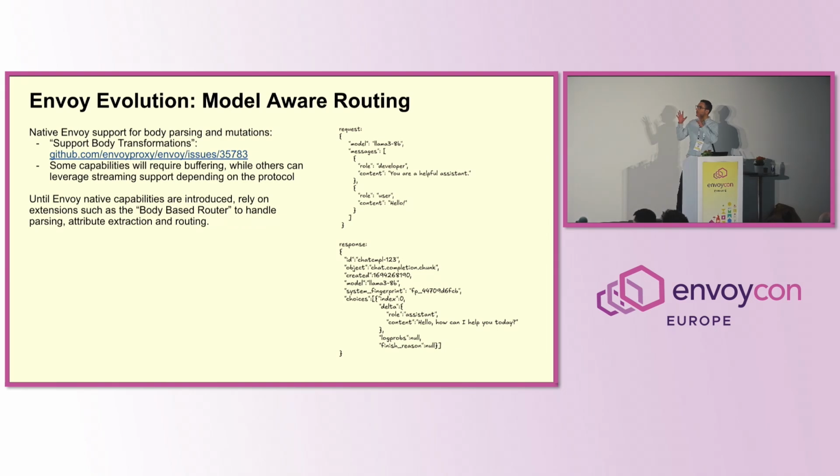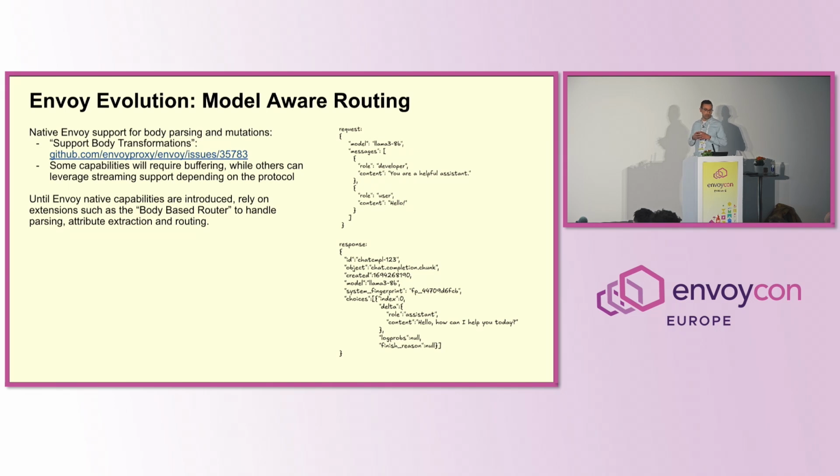So I'm going to focus on how we're evolving Envoy for these capabilities. The slides that we've prepared are mostly focused on the self-hosted inference use case, but these patterns will generalize to the other use cases that Vaibhav just mentioned, like API gateways and service mesh. So the first use case we want to talk about is model-aware routing.